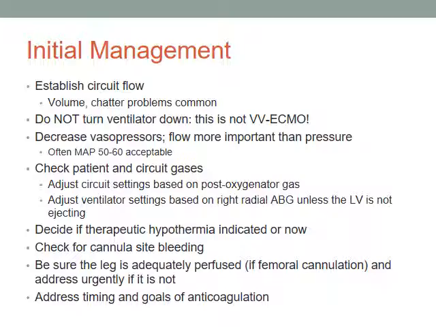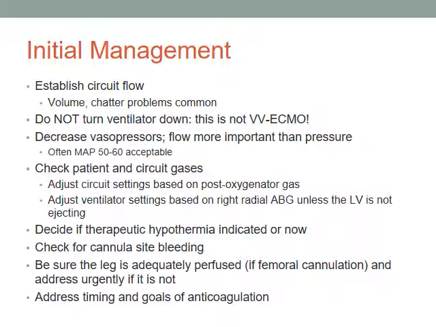It's really important to do that because anything that comes out of the heart has been through those lungs. If you turn down the ventilator, you're guaranteeing that you're going to have problems with any blood that comes out. So unless you've got horrible ARDS, keep the ventilator where it is. Decrease the vasopressors. Flow is more important than pressure. And often we'll take MAPs in the 50 to 60 range.